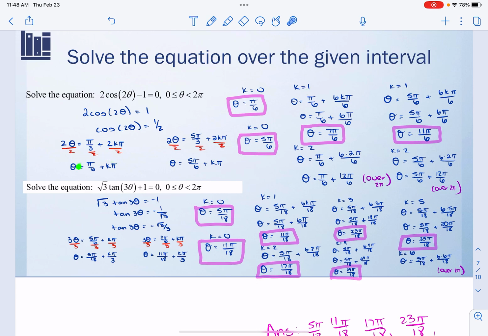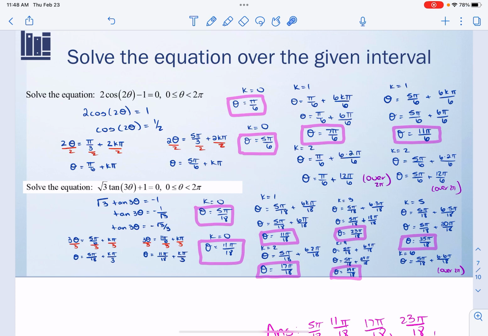And I'm going to substitute into the first equation. So in order to write k pi, I'm going to be adding fractions. So I'm going to rewrite it as 6 pi over 6. So k is 1, so 6 times 1 is 6. Add 1 is 7 pi over 6. Again, this is between 0 and 2 pi. So that's a solution. And I'm now going to do k is equal to 2 and plug it in.